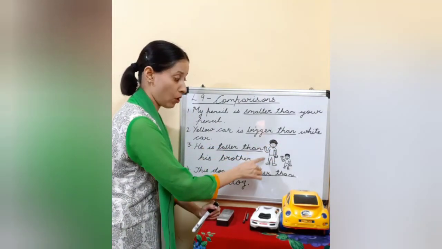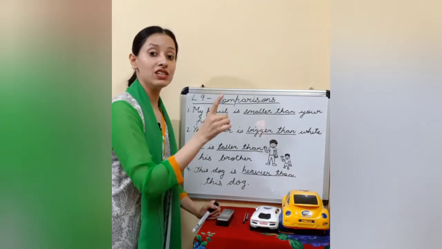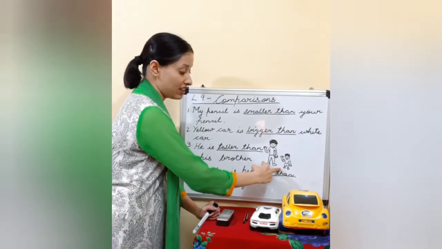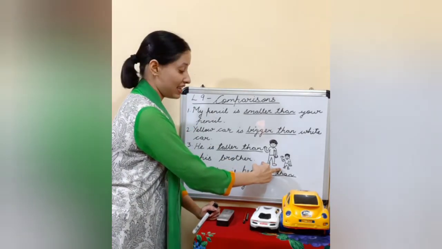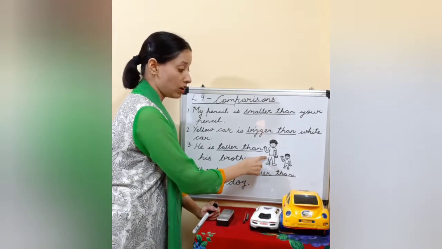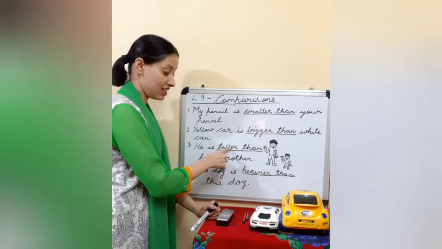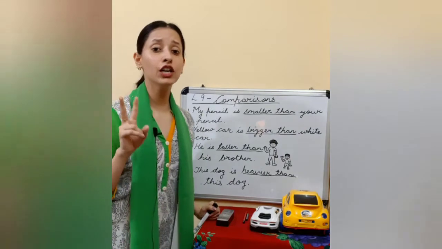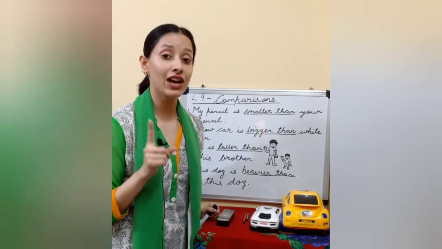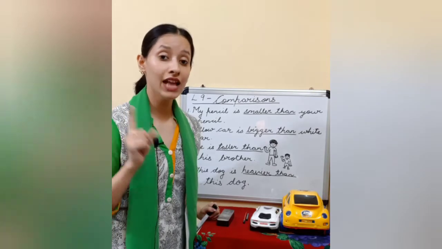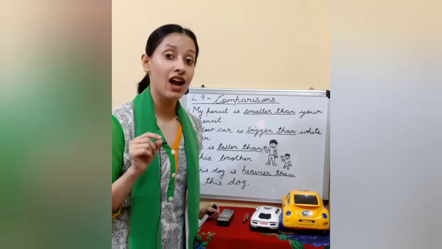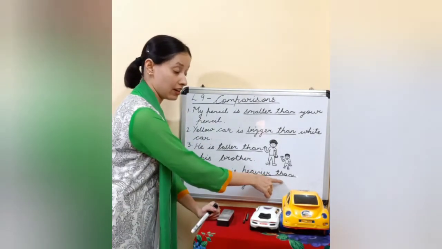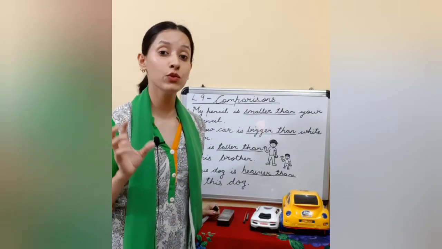I described this boy as a tall boy. So what was the describing word? Tall was the describing word. Now when I wanted to compare these two boys, I said that he is taller than his brother. Again I added ER and than. Now over here, when I compared the dogs, I told you that the describing word is heavy. Now when I wanted to compare, I added ER to the describing word and than. So in this way the comparison was done.